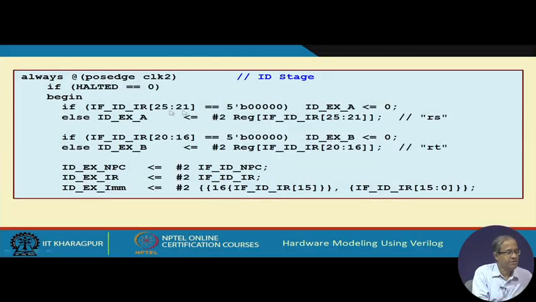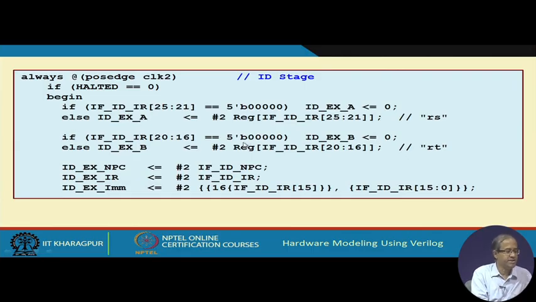So, we check whether this is 0 or not. 0 means we are trying to access R0. So, if it is R0, then we do not access the register bank, you straight away assign 0 to this A variable. Otherwise, A is assigned by accessing the register with this register number. So, whatever 5-bit register number is there, that is RS, that will be loaded into A, IDEXA.